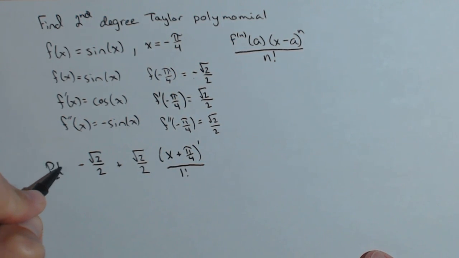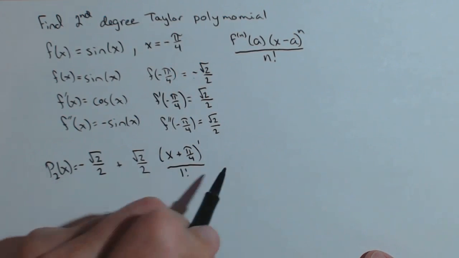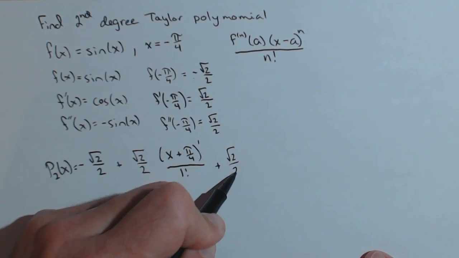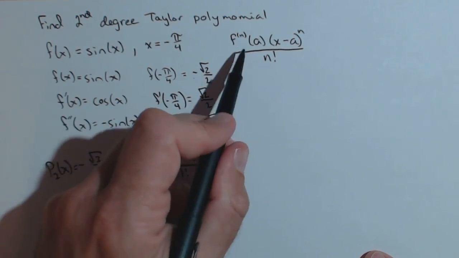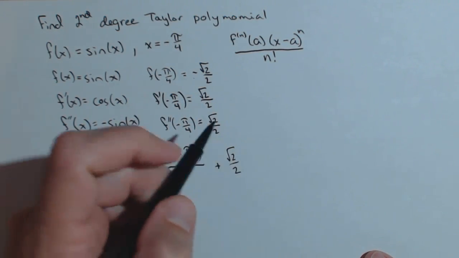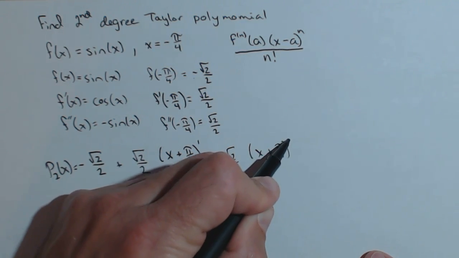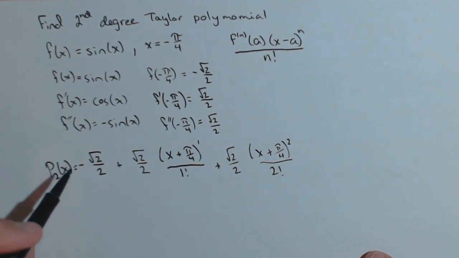If you want to write those in, you don't absolutely need to. Let's give this a name. We'll call it P2 of x. And now we're going positive again, so positive root 2 over 2. That's our second derivative at a, times x plus pi over 4 squared over 2 factorial.